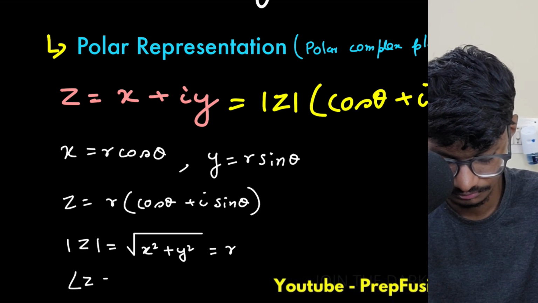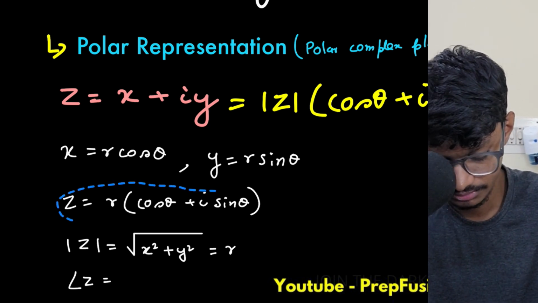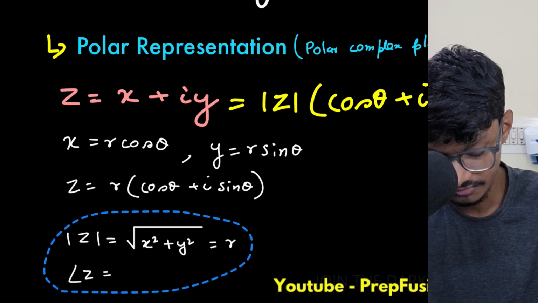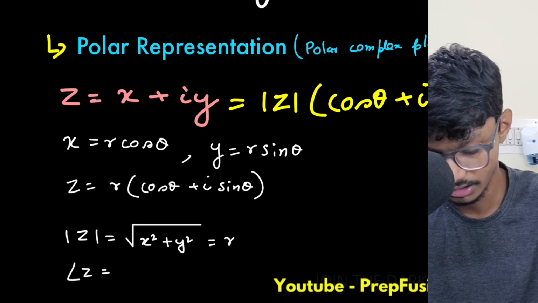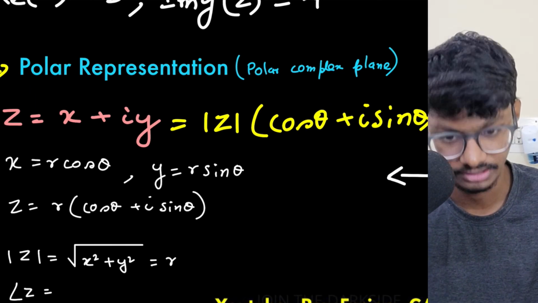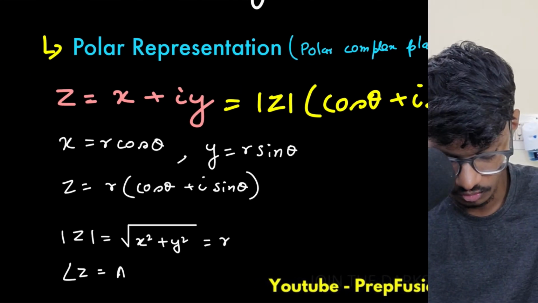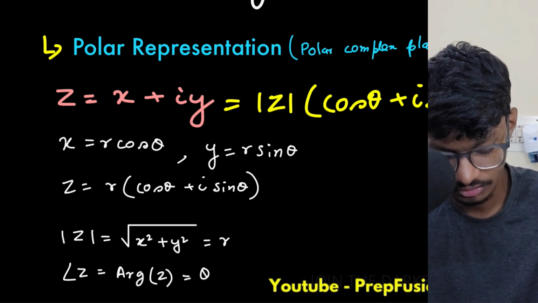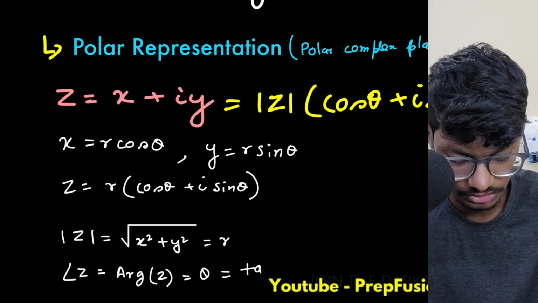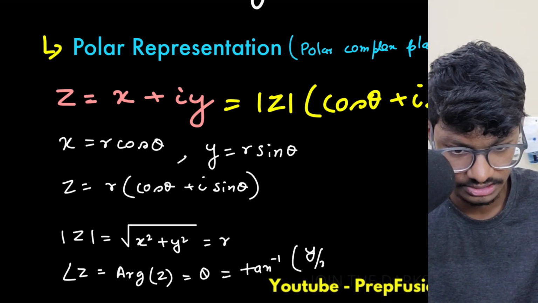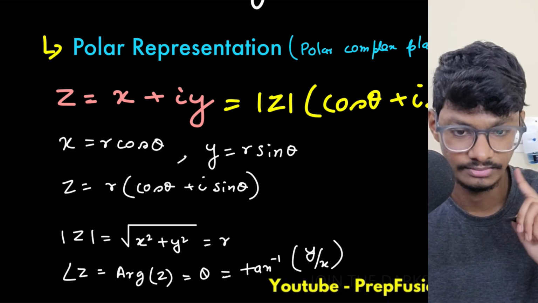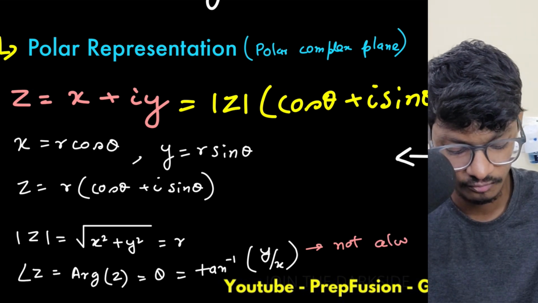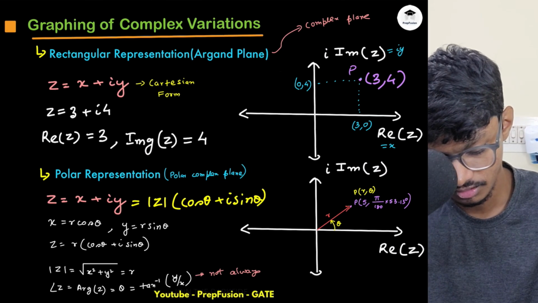And angle of z is what? Angle of z is also known as the argument of z. Okay, angle of z means this theta, right? Theta basically. So it is also known as the argument of z, or theta, it is represented, which is equal to tan inverse y upon x. But there is some condition with it. This is not always the case. Not always.